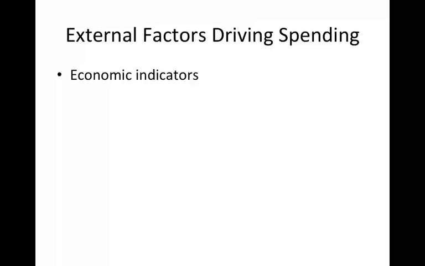We've been talking mostly about what's going on inside of the government, the relationship between inputs going into the process and the outputs coming out on the other side. But we also want to consider external factors that drive spending and help you to understand why a particular government spends the amounts it does on the things that it spends on. Economic indicators obviously are a very big part of this.